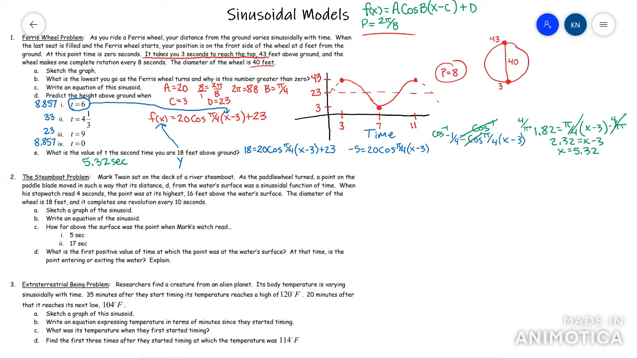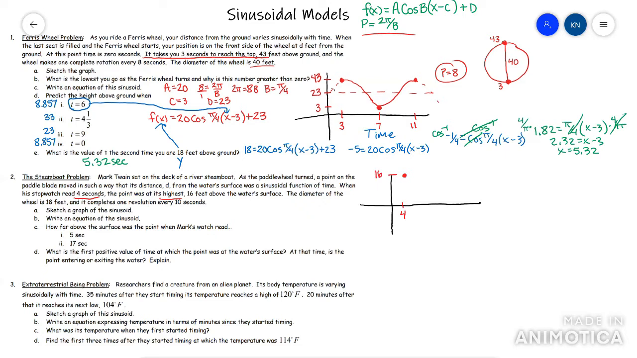Let's look at another. The steamboat problem. So Mark Twain is watching a wheel go round and round. So the height is going up and down across time. That's a sinusoidal. So I'm going to need to draw this accurately first. Now, the first thing that I see is when his stopwatch read 4 seconds, the point was at its highest.